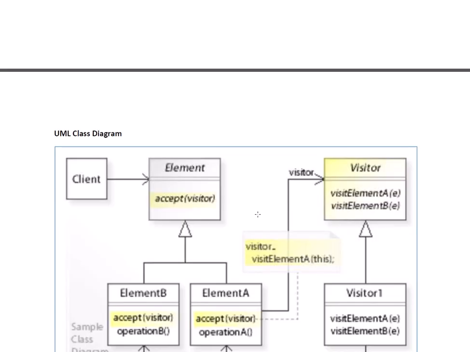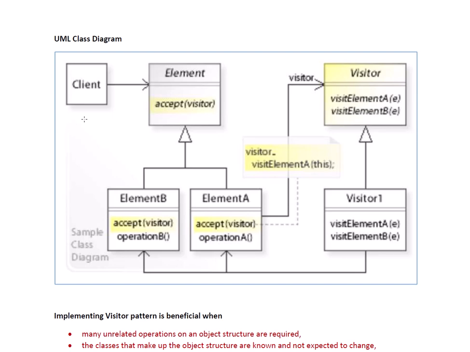So the UML class diagram is very simple. The client basically initiates this pattern. In my case, this client is my main program. For each and every element of my object structure or collection, I will call element dot accept. This is the base interface, I element, which contains only one method called accept of I visitor. So the concrete implementation will accept the visitor.